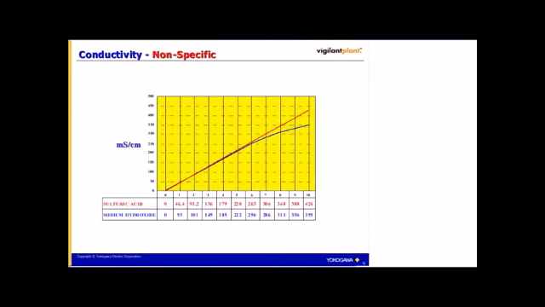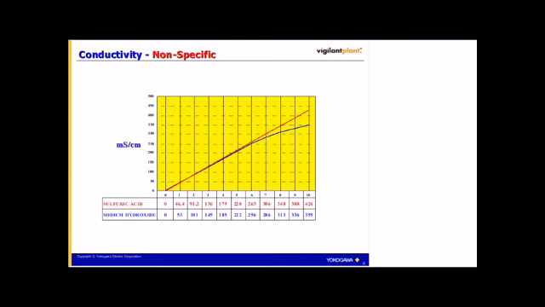The second factor that we need to consider is that conductivity is non-specific. Sometimes the size of the ion of different chemicals and the way they relate to the conductivity are similar, so you have to know what you're measuring because a conductivity measurement only tells you the conductivity, not what the solution is. This is very important.